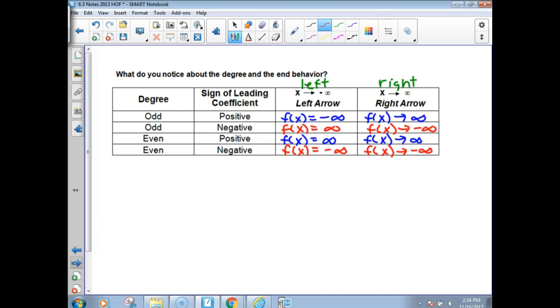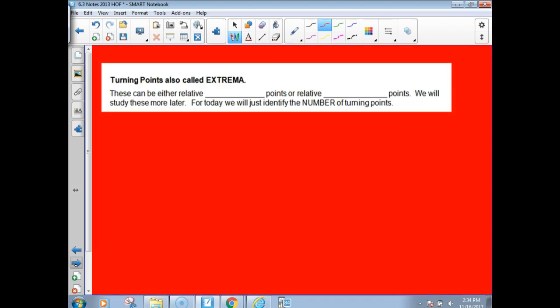All right, now let's look at a few graphs. Oh, turning points before that. The turning points are called extrema. These can be either relative maximum points or relative minimum points. We'll study these more later. For today, we're just going to identify the number of turning points.